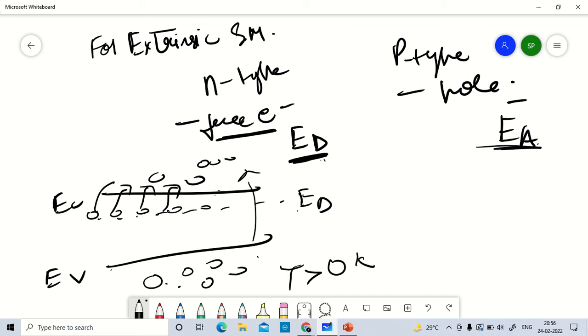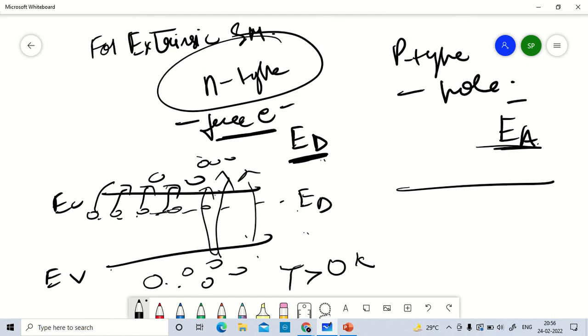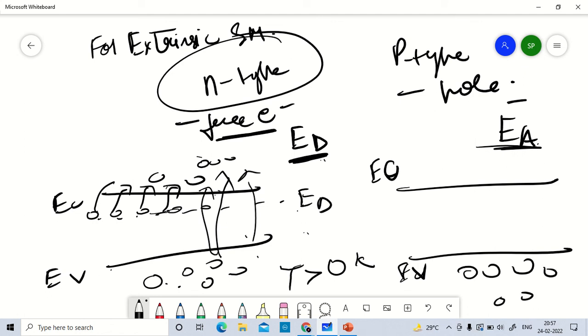And temperature is greater than 0 Kelvin, so from the valence band also they are moving. Intrinsically also they are moving, and free electrons are also moving. This is for n type semiconductor. Now for p type semiconductor, again we have EV, and then we have conduction band EC, I'm so sorry. Now here we have again valence electrons.